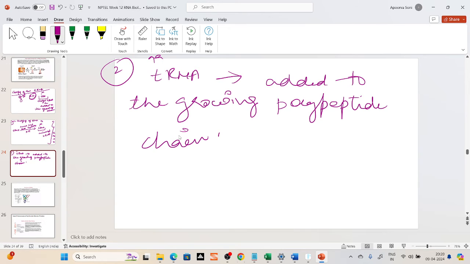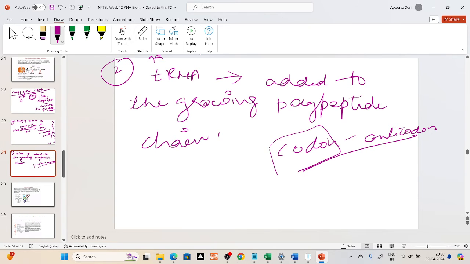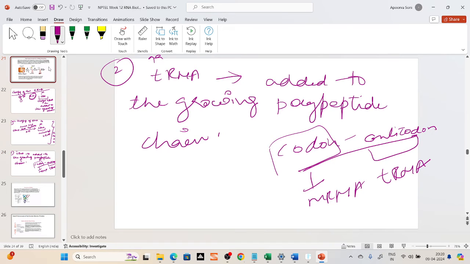Just for now, you just understand that first, the function of tRNA is to bring the amino acid. So first the amino acid has to be attached to the tRNA, and that attachment of the amino acid to the tRNA is known as charging of the tRNA. Then that tRNA adds the amino acid based on the codon-anticodon interactions. That means that codon is present in the mRNA and anticodon is present in the tRNA. It is just like how A binds with T, G binds with C. So like this only, what happens?